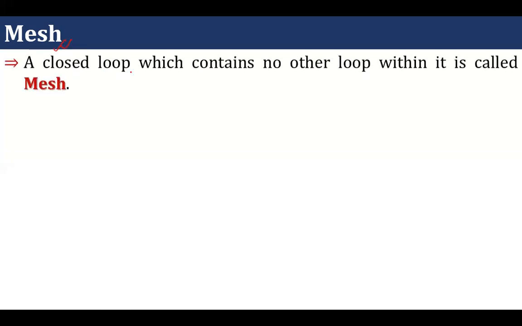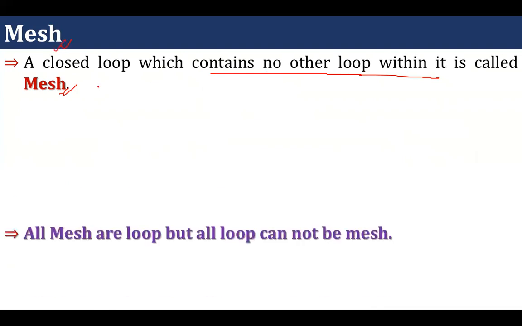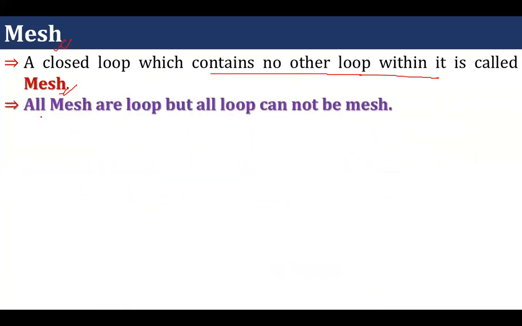Now this is one of the important concepts, which is mesh. A closed loop which contains no other loop within it is called a mesh. That means a mesh is a loop which does not have any other loop inside it. So we can easily conclude that all meshes are loops, but all loops cannot be meshes.